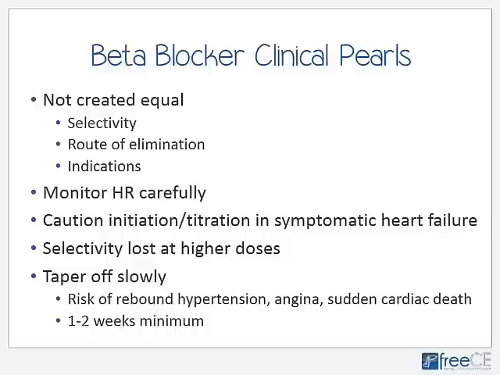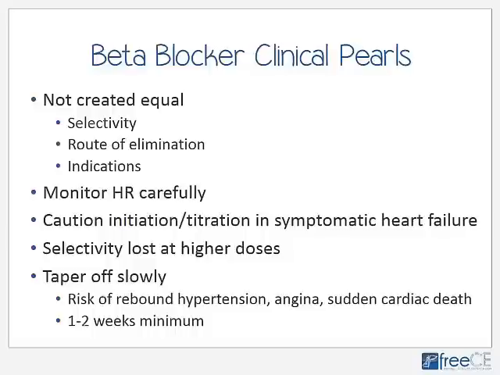We know we need to monitor the heart rate very carefully in patients on beta blockers, and we have to be very careful if we're initiating or titrating a beta blocker in a patient with heart failure. Remember, any selectivity that a beta blocker might have, specifically selective for the beta-1 receptors in the heart, can be lost at higher doses.